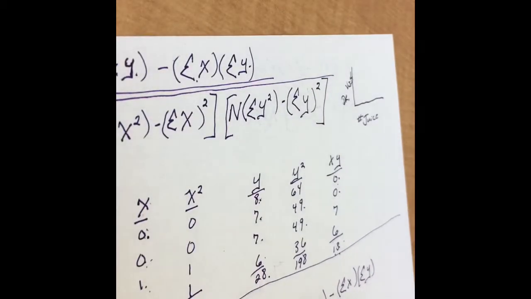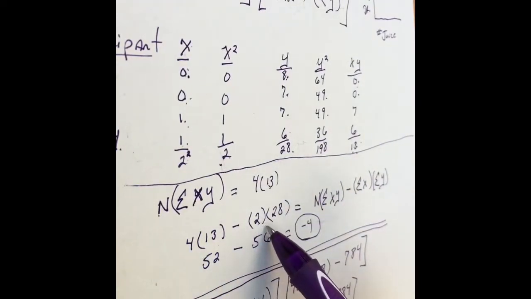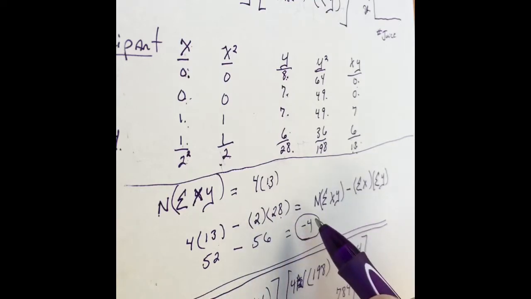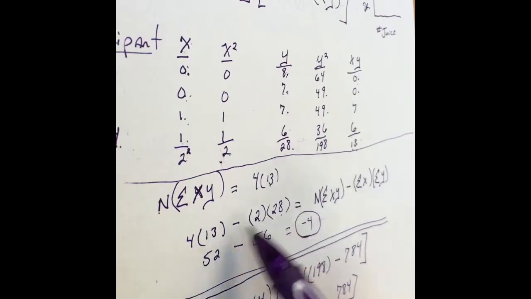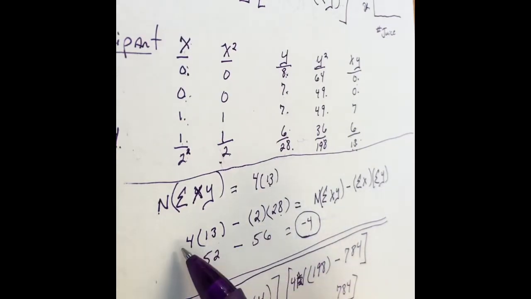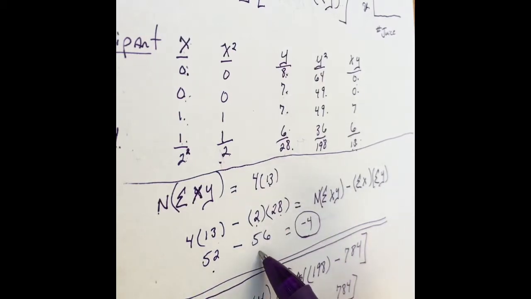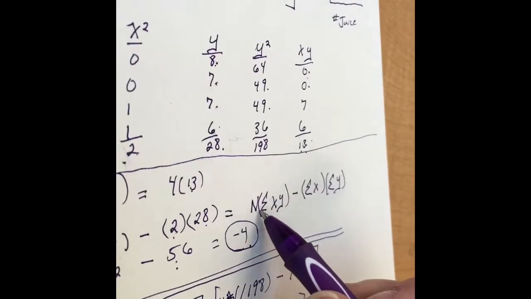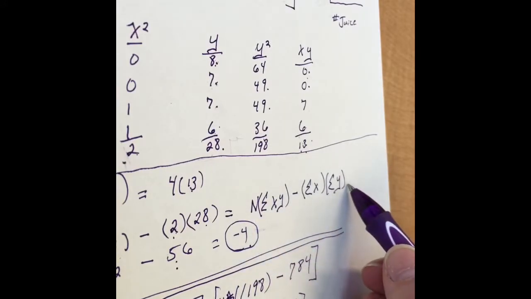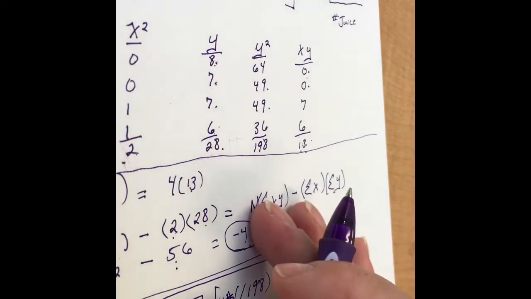Okay, so now we have to plug that into our equation. So now we have the first part of the top and then the second part of the top, so we have 2 times 28. Well, we have to remember we can't just subtract this from this. First we have to multiply the pieces together. So 4 times 13 is going to be 52. 2 times 28 is going to be 56. 52 minus 56 equals -4. So this is just our top part of the equation. All of this equals this. So we have our top.